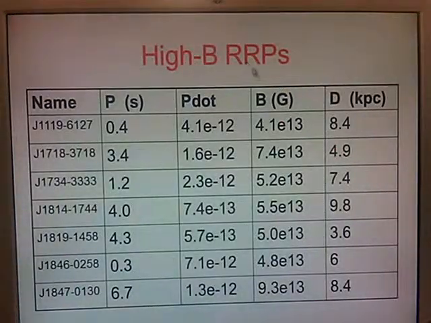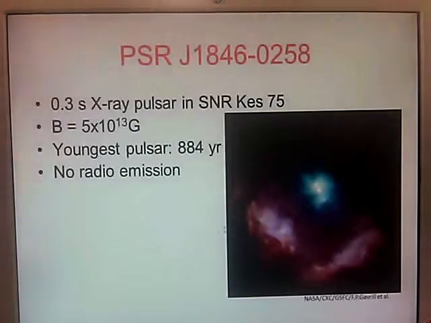Here are some of their properties, you see, with this intermediate magnetic field. And they basically have intermediate periods and P dots. The interesting thing about these guys is that they are all fairly close to us.